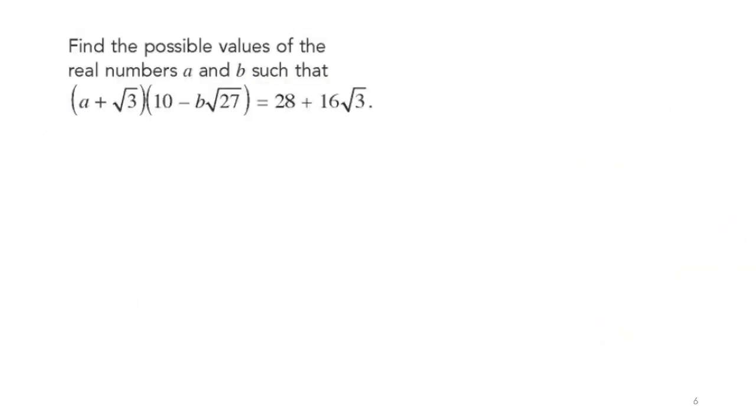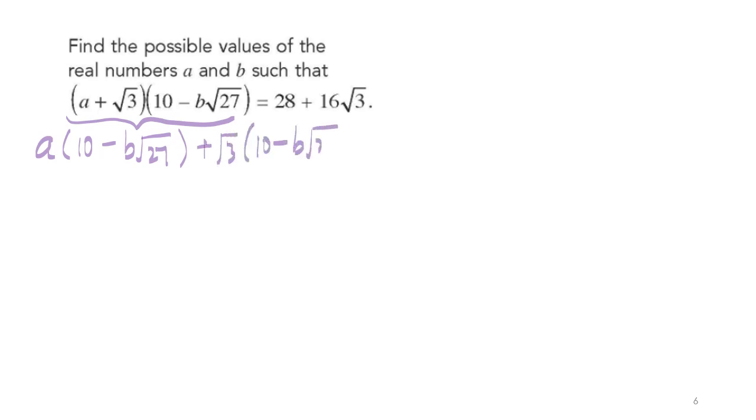With all the knowledge that we have learned, let's try to solve these questions. So you are asked to find the unknowns A and B that satisfy the equations given. So how do we go about doing it? If you look at the left hand side, obviously we will have to expand it. So to expand it, we will use the distributive law. So that will give us A bracket 10 minus B square root 27 plus square root 3 bracket 10 minus B square root 27 equals to 28 plus 16 square root 3.